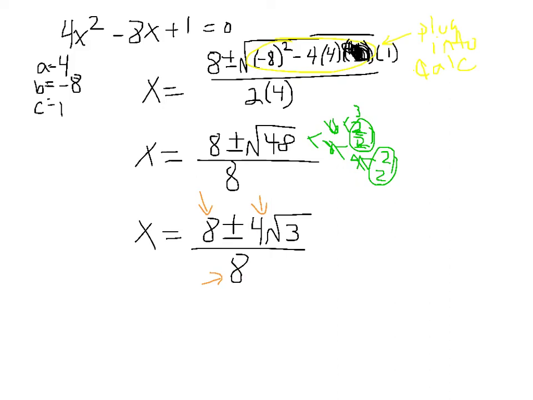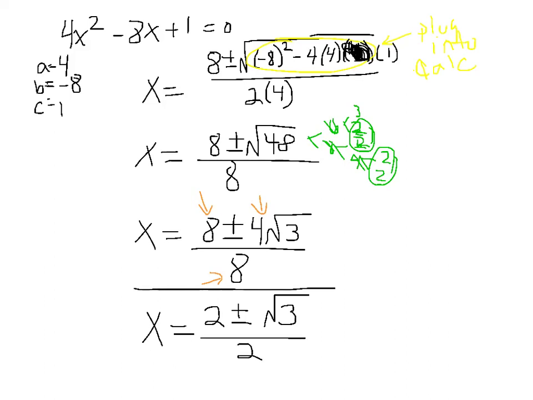So 8, 4, and 8 are all divisible by 4, so we're going to divide all of those by 4. So it's reducing my fraction. So if I divide them all by 4, 8 divided by 4 is 2. Plus or minus, 4 divided by 4 is 1, so we just have 1 square root of 3. And 8 divided by 4 is 2. So my final answer is going to be 2 plus or minus the square root of 3 over 2.